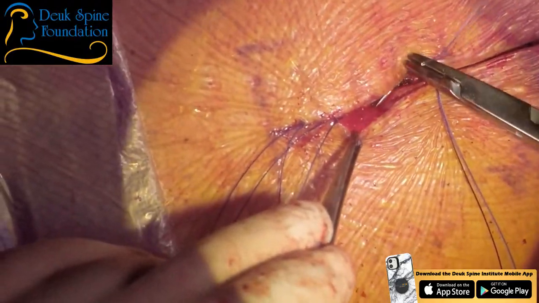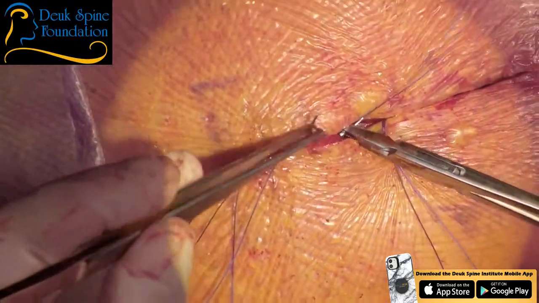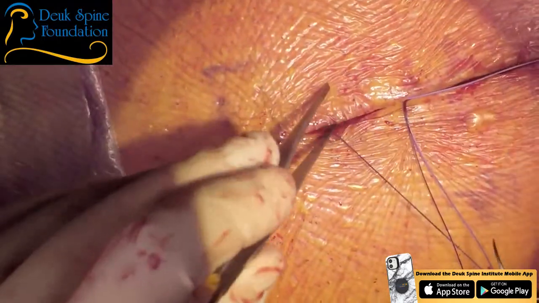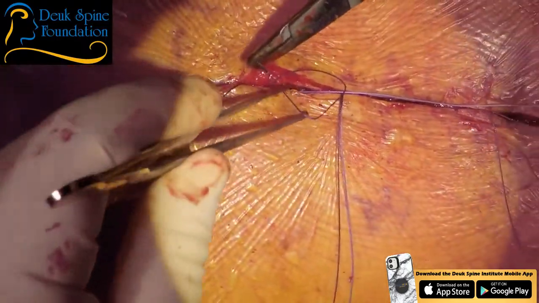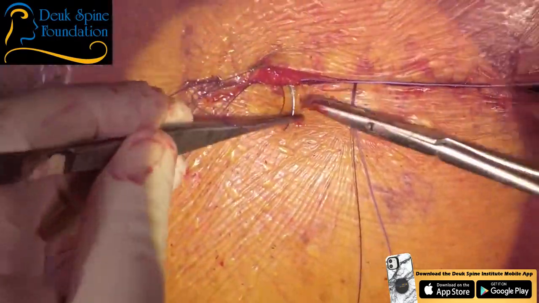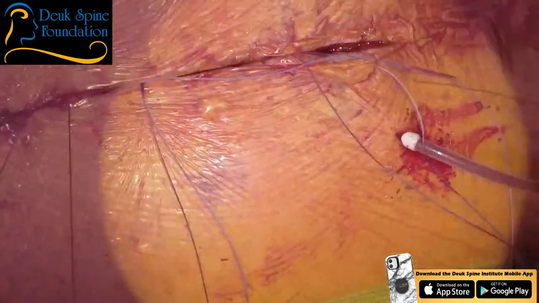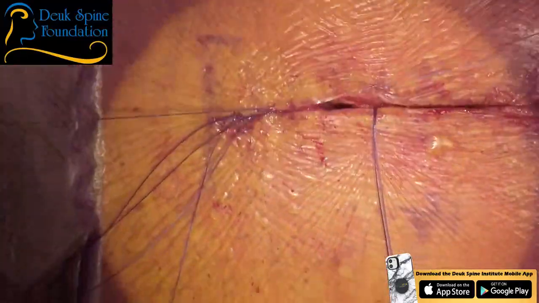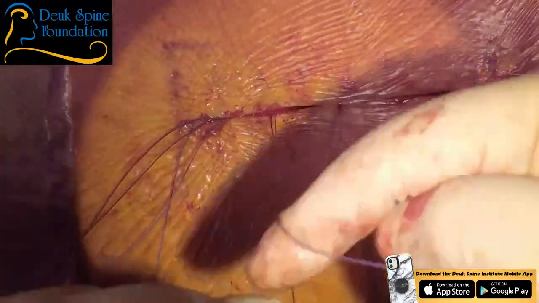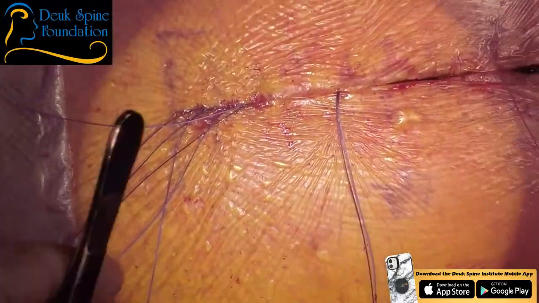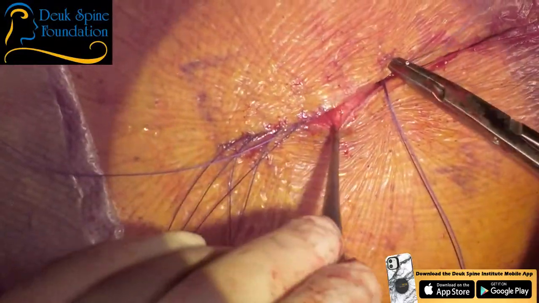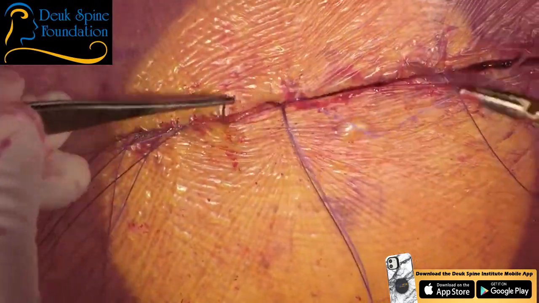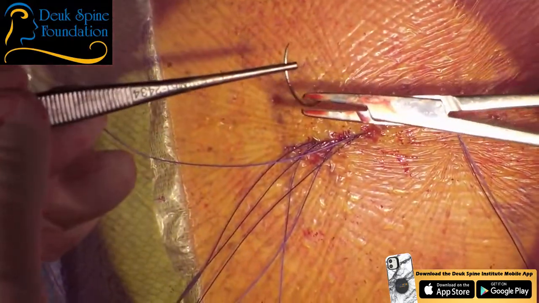I usually put my stitches at this point about a centimeter to a centimeter and a half away from each other. Beautiful song. Since nobody's asking questions, crank up that music. That's all right. Facebook can kick us. How's our blood pressure? I like it.